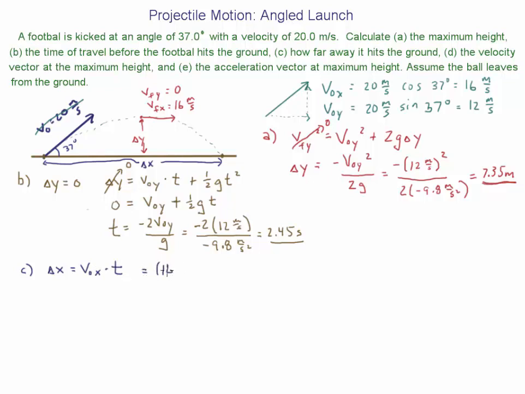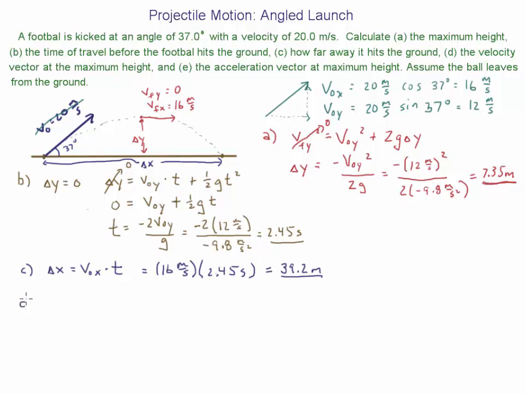We have both of those things, so let's just plug them in. It's 16 meters per second, and we were in the air for 2.45 seconds. That is going to give us a range of 39.2 meters. So once you get past the first step, we accumulate more information, it actually starts to get easier. All right, how about D?